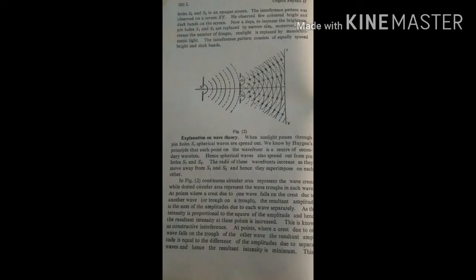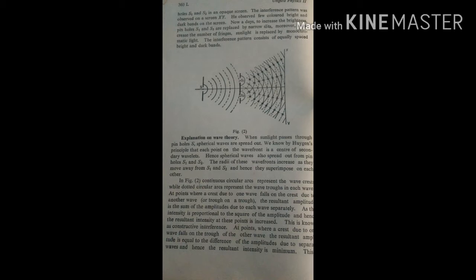He allowed the sunlight to pass through a pinhole S and then, at some distance, through two sufficiently close pinholes S1 and S2 in an opaque screen. The interference pattern was observed on the screen XY. He observed a few colored bright and dark bands on the screen.